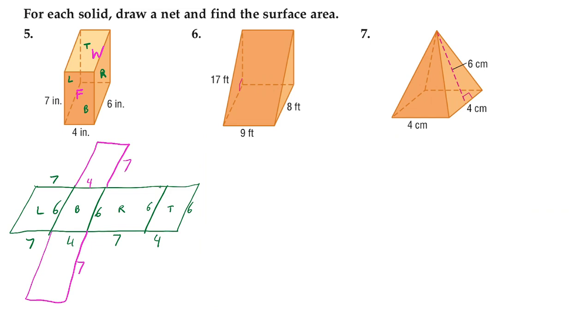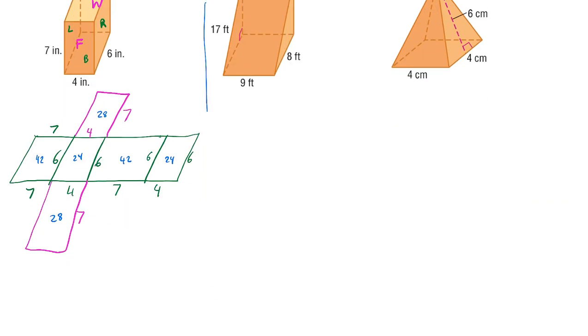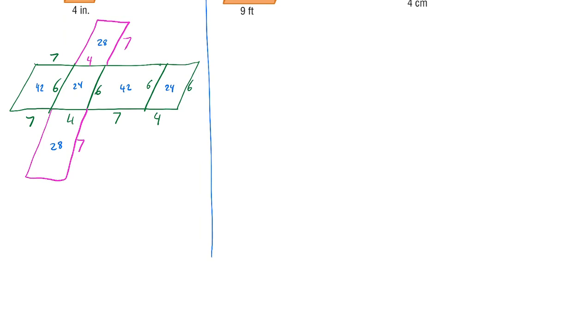Here we go. And then we just find the surface area by finding the area of each one of these and writing it in. So I'll do it in blue. This would be 28 and 28. This would be 42 and 42. And this would be 24. And this is 24. When we add those all up, we get that the surface area is 2 24s plus 2 42s plus 2 28s. So that's 48 plus 84 plus 56, or 132 plus 56, so 188.